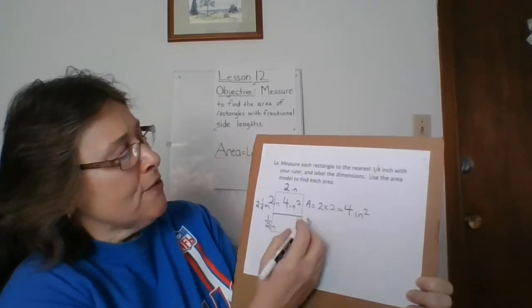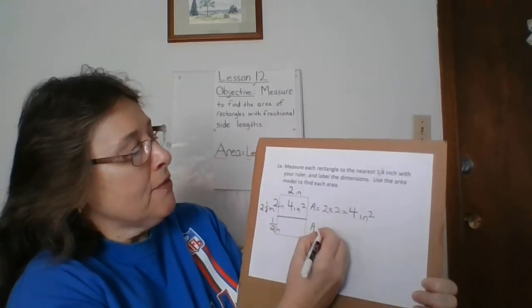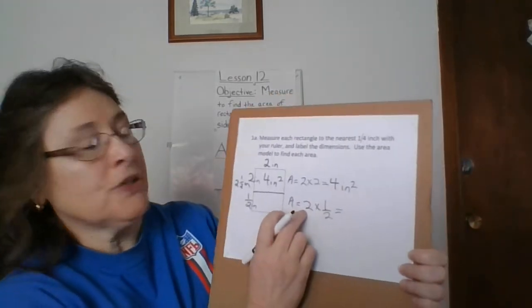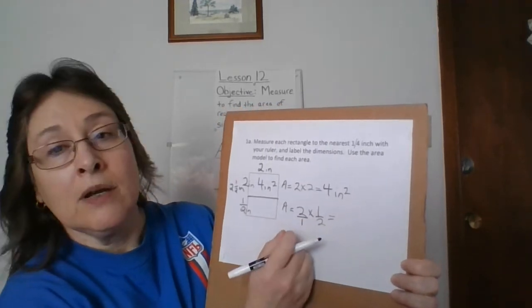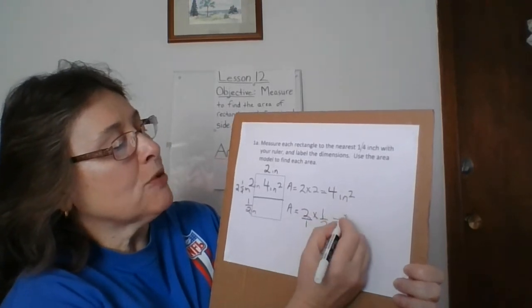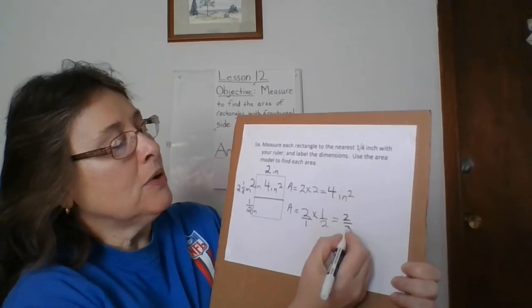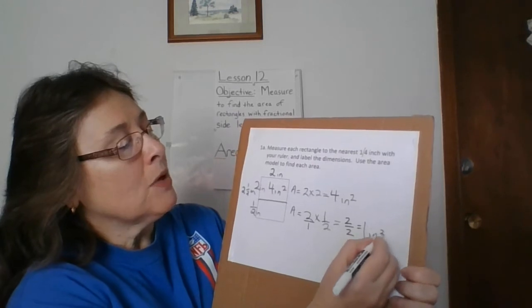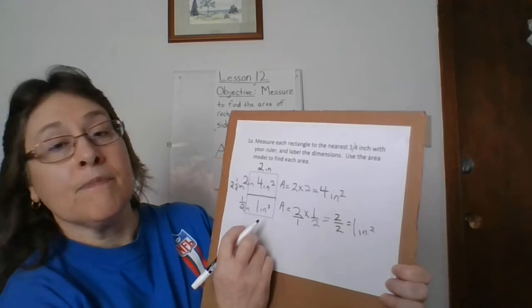And then my area for the bottom part would be 2 times a half. So 2 times 1/2. And remember, since this is a whole number, I can change it into a fraction by putting it over a 1 because it's still equal to 2. So now I have numerator times numerator. 2 times 1 is 2. 1 times 2 is 2. And 2 over 2 is the same thing as 1 whole. So the bottom part is 1 inch squared.